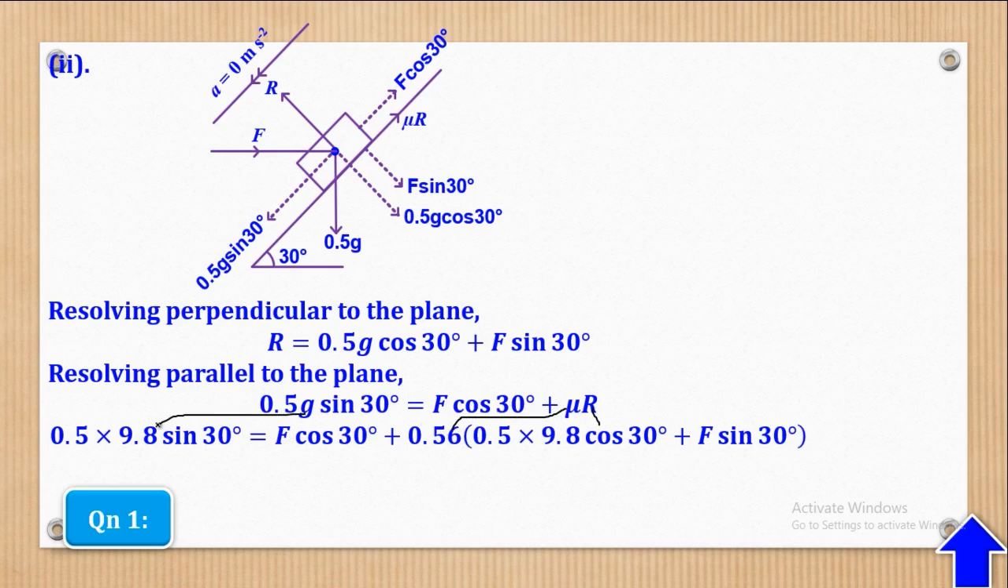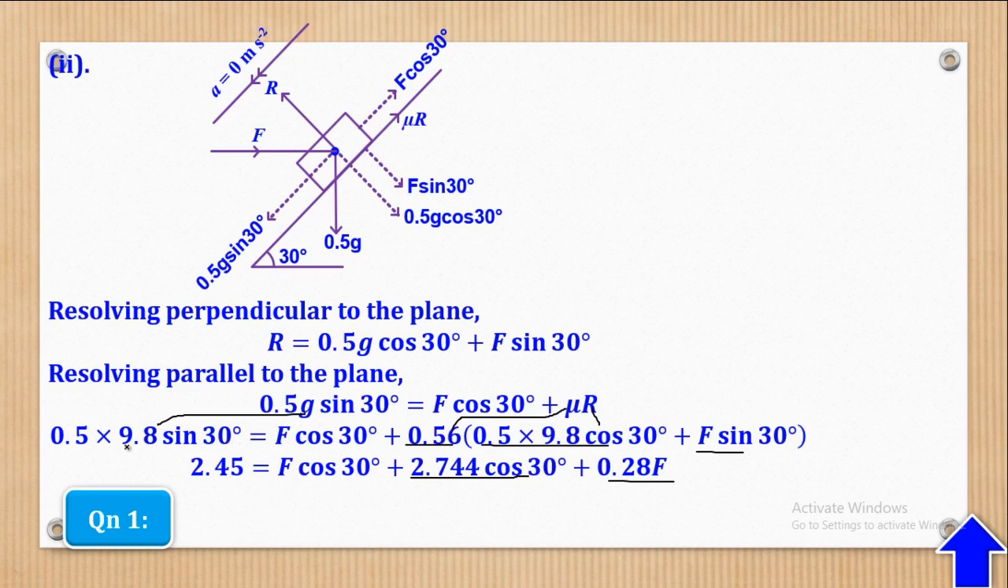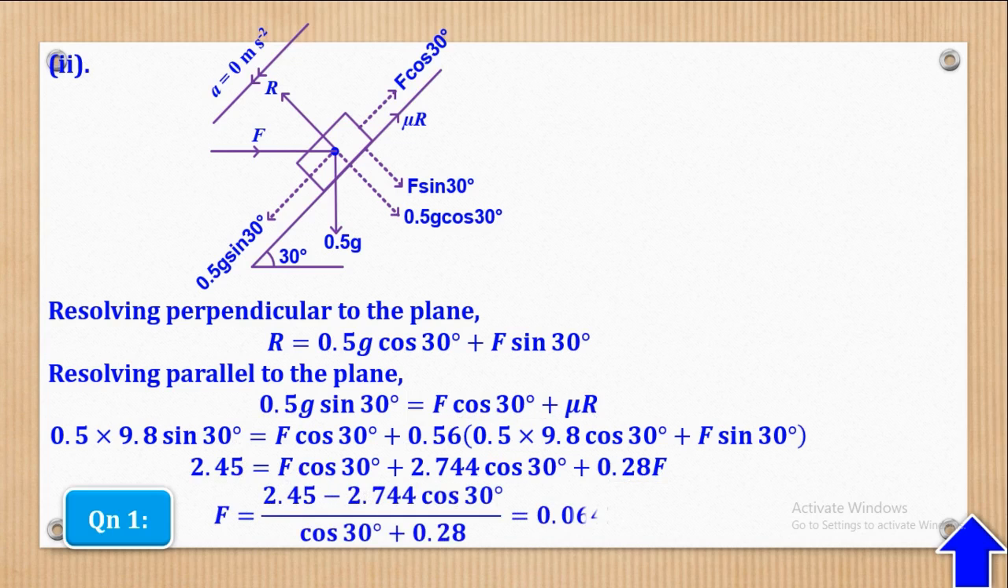Then g is 9.8. When I simplify that, I come up with that step. What I've done: 0.56 multiplied by this will give me that, and 0.56 times this will give me that. Then 0.5 times 9.8 sine 30 will give me that. Now when I simplify, I come up with F being equal to 0.0642 newtons. So basically that's what they wanted.